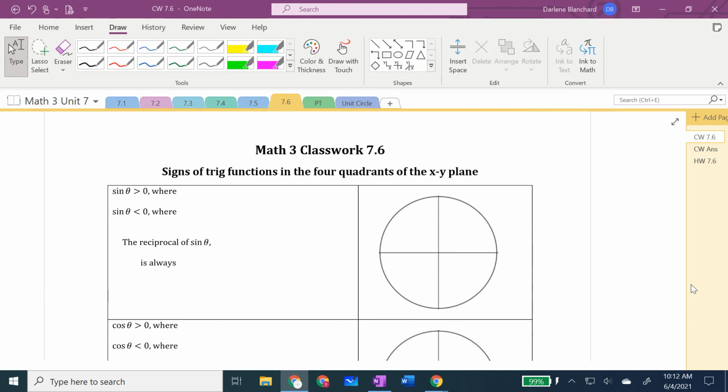So I want to first make sure you remember what I talked about yesterday. We remember that when we're dealing with a unit circle, sine is the y-coordinate of any point. And if it is representing the y-coordinate of any point, then sine is positive where y is positive, and sine is negative where y is negative. The reciprocal of sine, which is cosecant theta, will have the same exact positive negativeness within each quadrant.